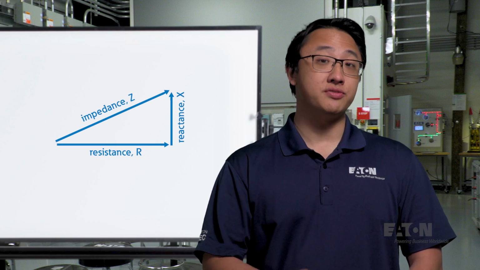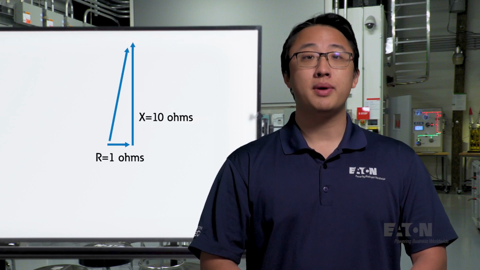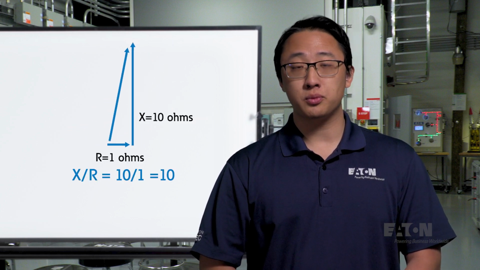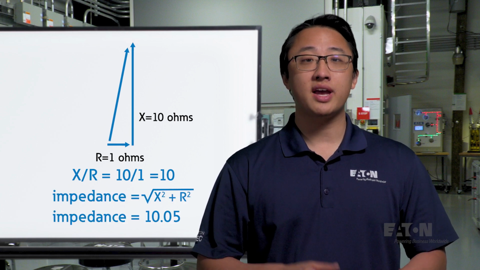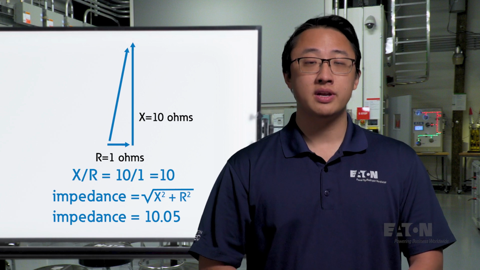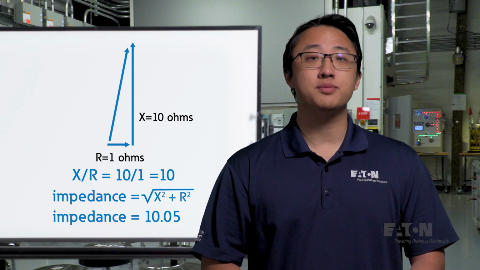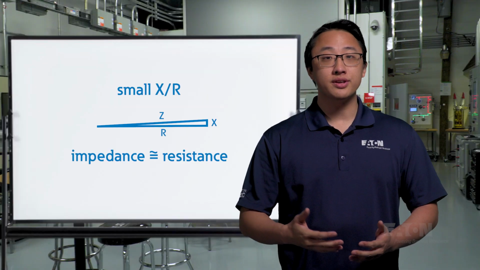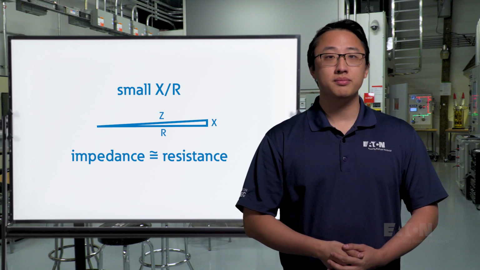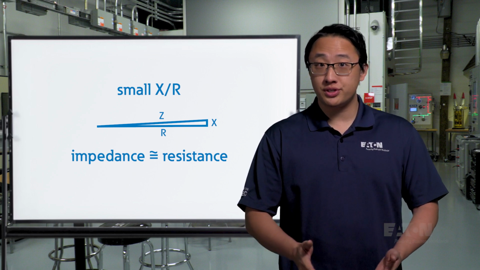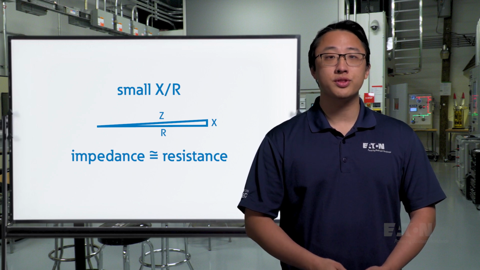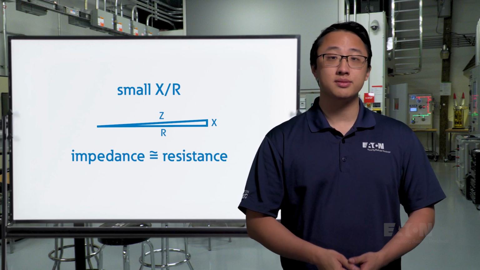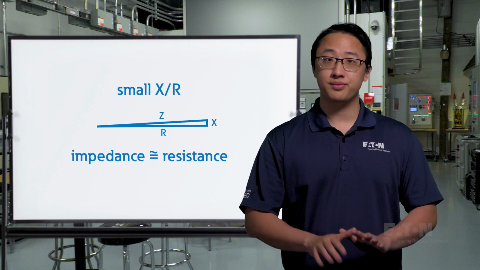If I have a reactance of 10 and a resistance of 1, my X over R ratio is 10 over 1, or 10, and the impedance is 10.05. We can see that if we have a sufficiently large X over R, then the vast majority of the impedance is made up by reactance. Conversely, a very small X over R value means that more of the impedance is made up by resistance. We can use this as a rule of thumb to simplify components to what their main contribution to impedance is, making circuit analysis much easier.